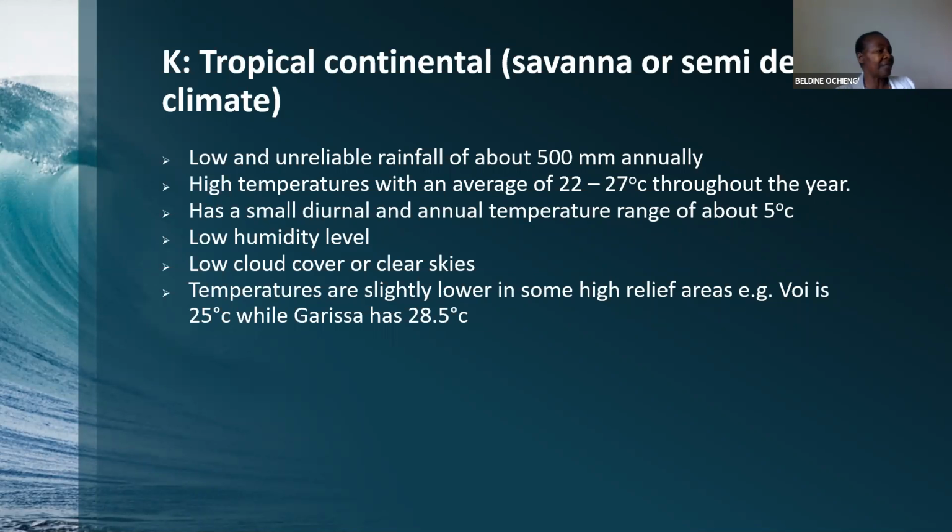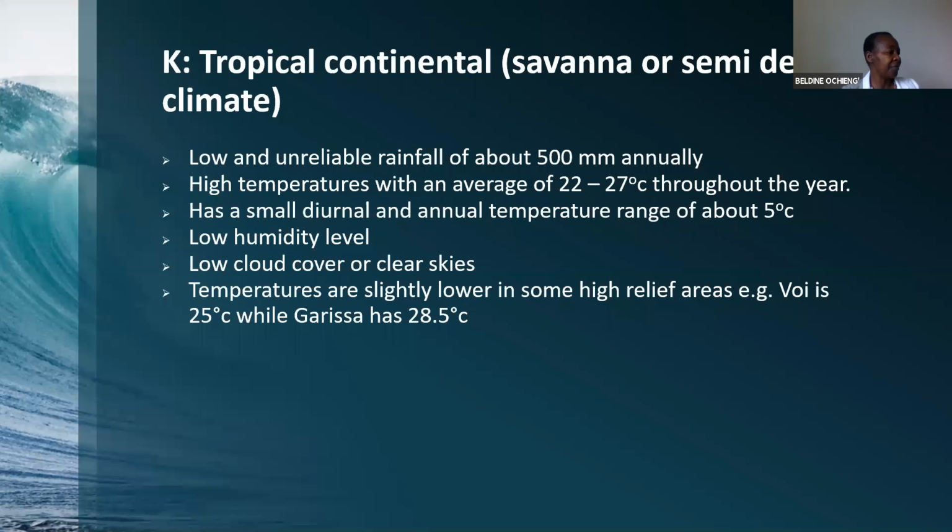Low humidity levels, because it is within the interior. Where we don't have relief features, we will not have the modification. Where we don't have water bodies, we will not have the modification. So it is low humidity. Low cloud cover or clear skies. Here, cloud cover is not thick. It is very clear. No rainfall, or if there is, it is very little.